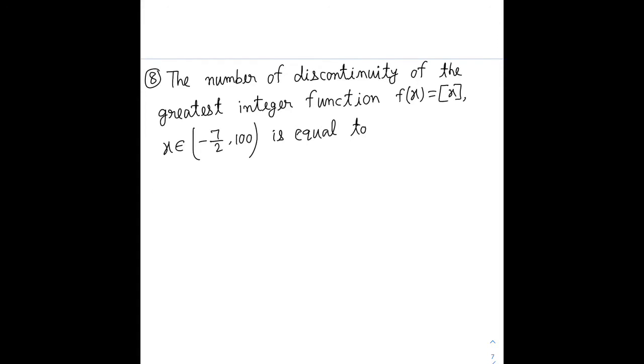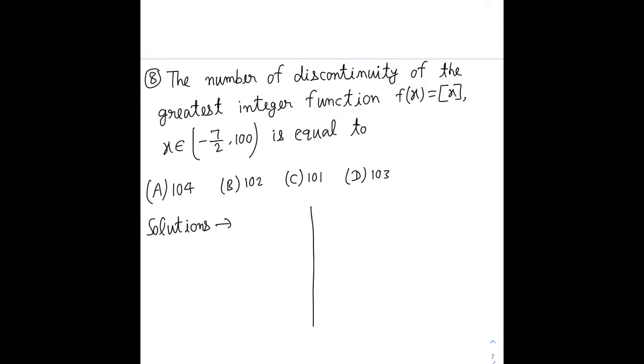So option A is 104, option B is 102, option C is 101, and option D is 103. Okay, so we all know very well that the greatest integer function is discontinuous whenever x is an integer, right? Because if you plot the graph of the greatest integer function, it will go like this.